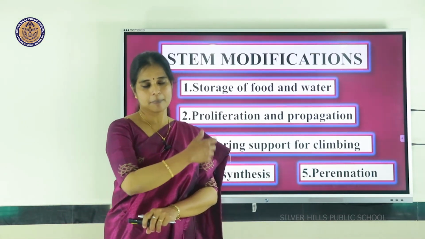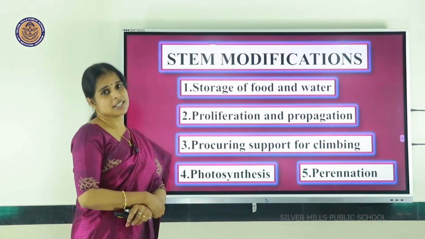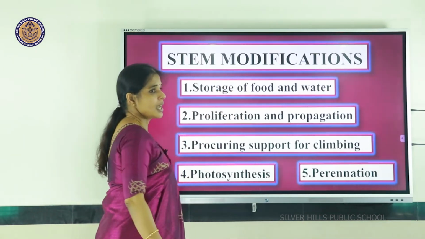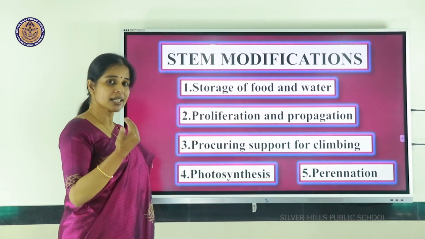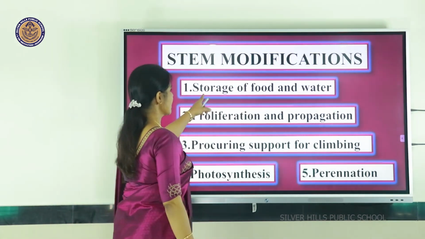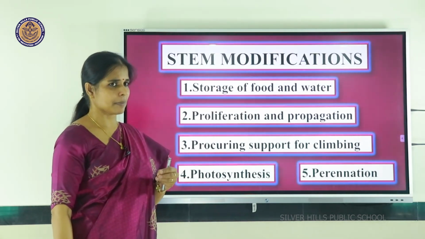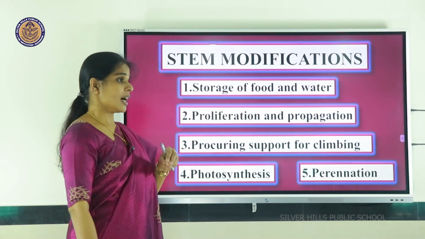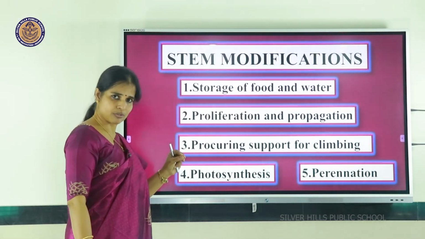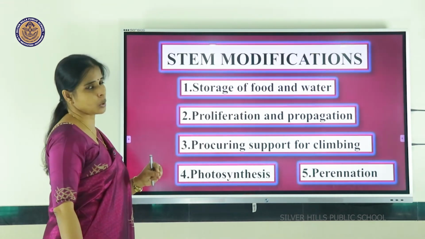Next is stem modifications. The basic or preliminary functions we have completed. To perform certain other functions, the stem may undergo certain modifications. So, stem modifies, and these modifications help to perform certain functions such as storage of food and water. In normal course, the storage of food and water is taking place, but in certain plants, the stem after modifications is helping for the storage of food and water. So, in such cases, the modified stem is helping for storage of food and water.